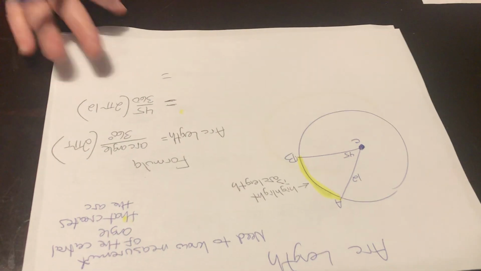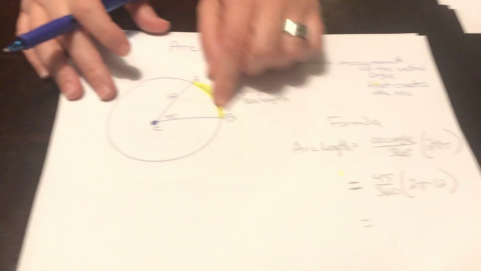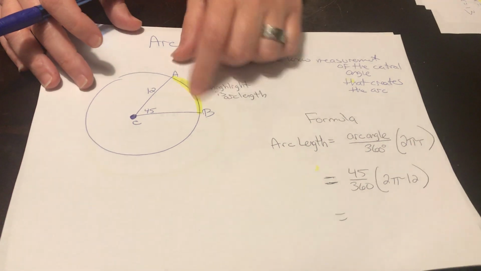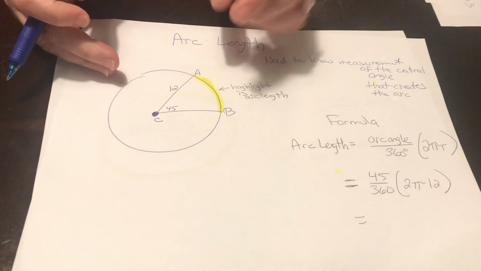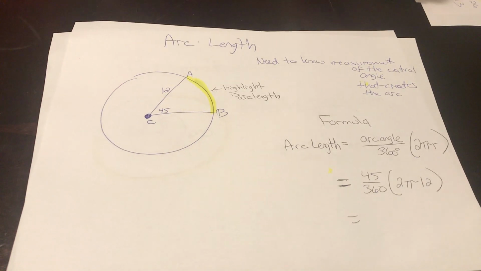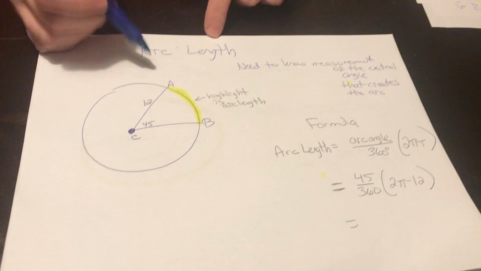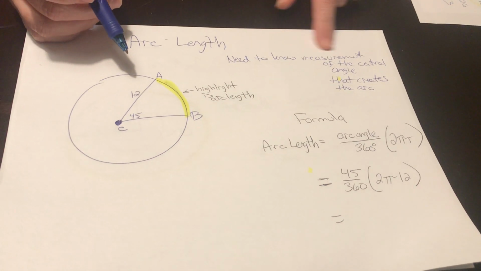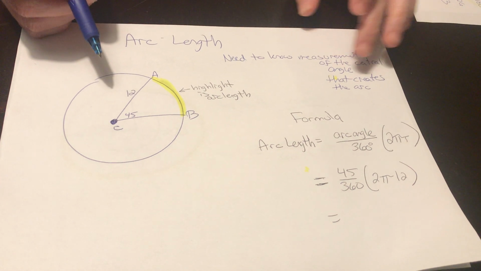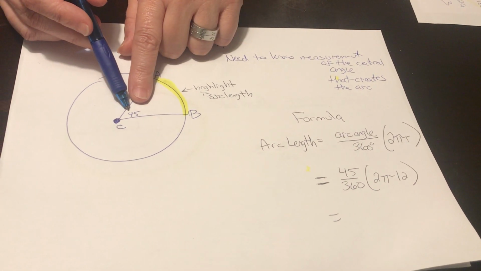Now, we have two more small things to do. Last is arc length. We talked about what an arc is. It's a small arc on the circle. Sometimes they're big, which would be the major arc. Sometimes they're small, which is called a minor arc. Major's big, minor's little. Arc length: you first define the arc length to find out how long this is. You need to know the measurement of the central angle that creates the arc. So we know that the central angle here is 45.